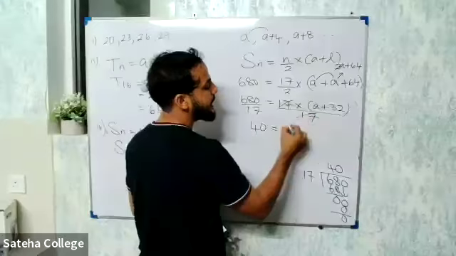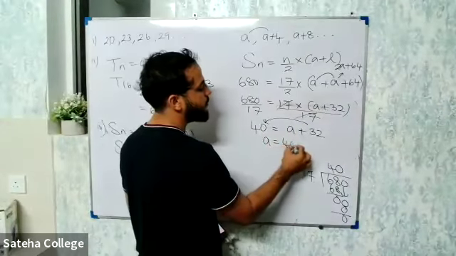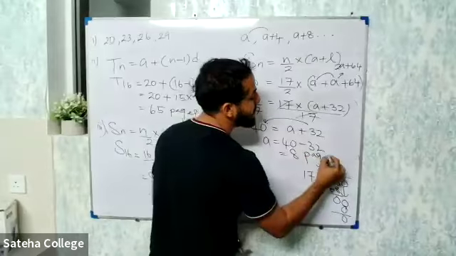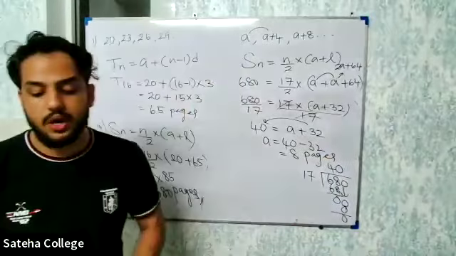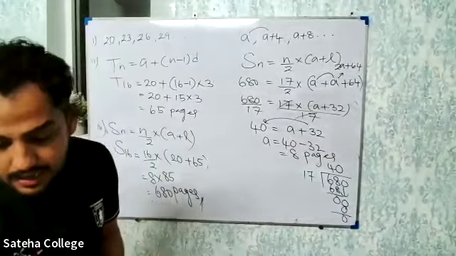I have here A plus 32. Bring the 32 to this side. A is equal to 40 minus 32. That is 8 pages. That means Sumana here is reading 8 pages on her first day. So on her first day, Sumana is reading 8 pages.